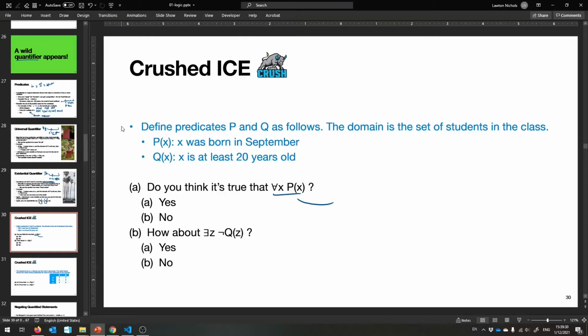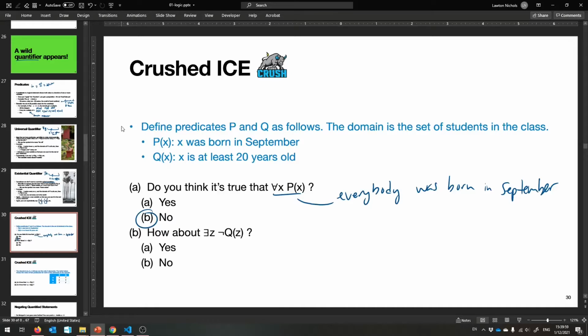Give me an arbitrary student X, pick one out of the class. We're saying that P of X is true, and I can do this for every student in the class. So this is saying that every student in the class was born in September. I'm pretty sure that it's not true. That would be a very interesting statement. If that were true, that would be fun though.